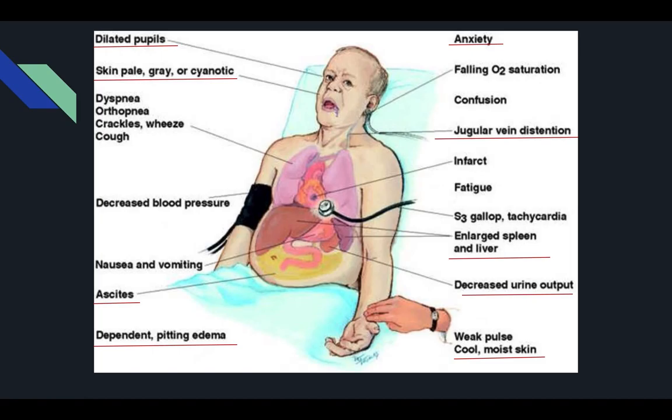After percussion, the nurse will begin the auscultation part of the assessment. During auscultation of the heart, an extra third heart sound may be present, as well as tachycardia. Auscultation of the lungs may reveal basilar crackles and wheezes. Now that the nurse has completed an in-depth assessment of the patient's cardiac failure, they will have a better understanding of the pathology and treatment associated with CHF.